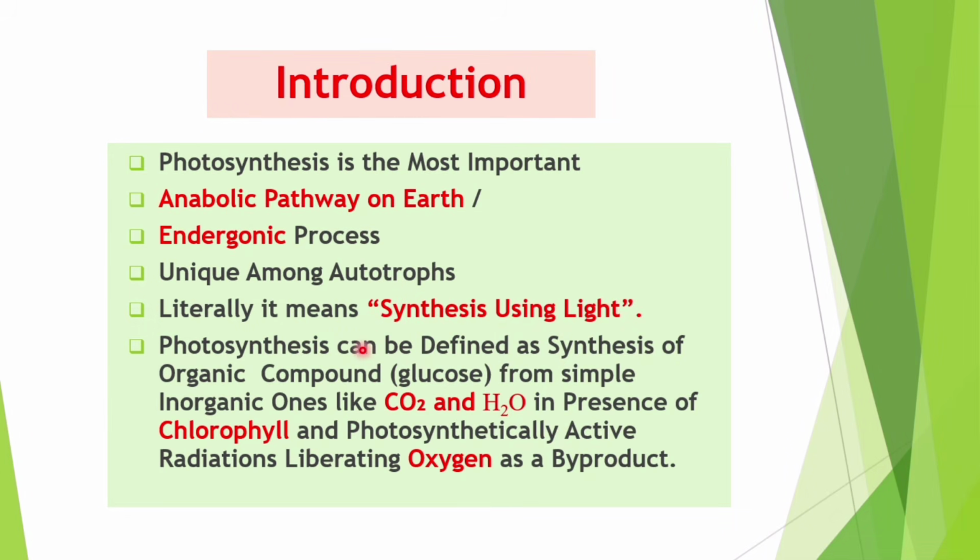So one simplest definition can be: photosynthesis can be defined as the synthesis of the organic compound glucose from simple inorganic ones like carbon dioxide and water in presence of chlorophyll and photosynthetically active radiation, liberating oxygen as a byproduct. So this is a very simple definition. We can also define it in this way.